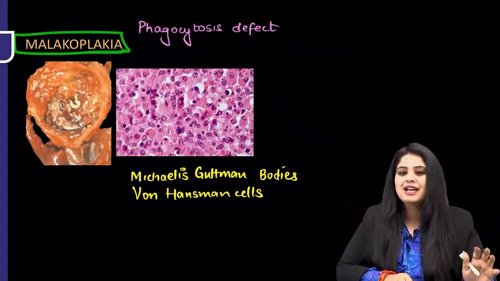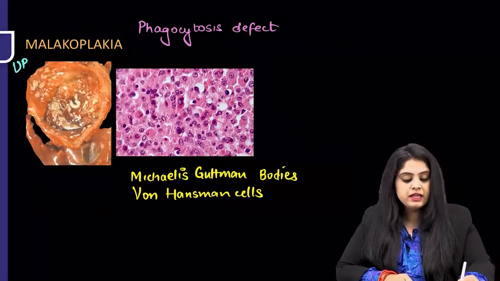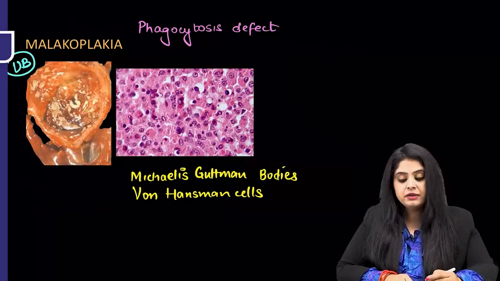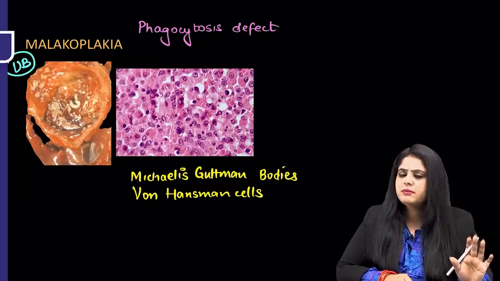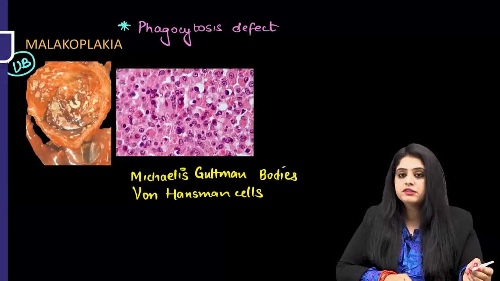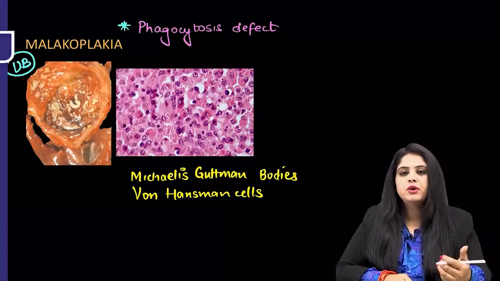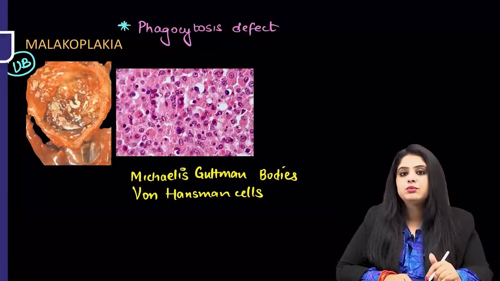What is malakoplakia? Actually, this is not a disease of the kidney. This is a disease which you see beyond the kidney, in the urinary bladder. But let me tell you, malakoplakia is primarily a phagocytosis defect. Everyone remembers phagocytosis from the inflammation chapter. It is primarily a phagocytosis defect, and that means that bacteria will come, like E. coli or Proteus has come in the body, but can I kill it? Can I eat it? No. That is what malakoplakia is.